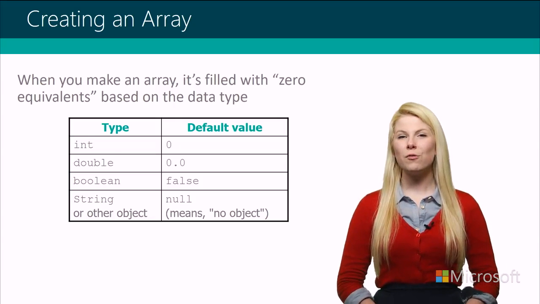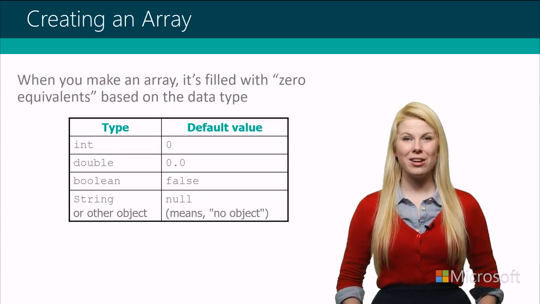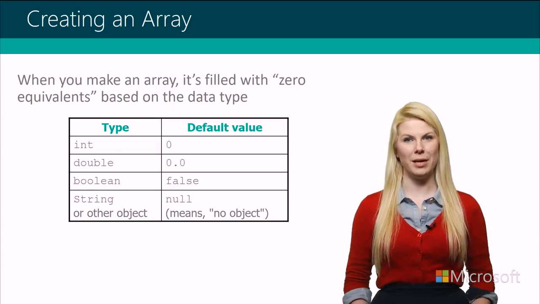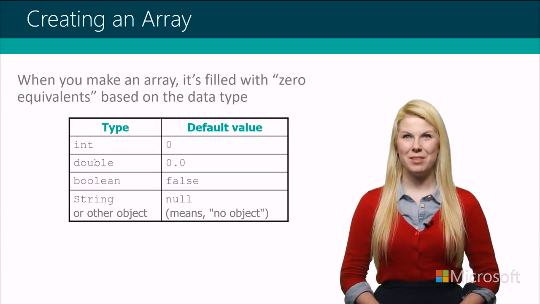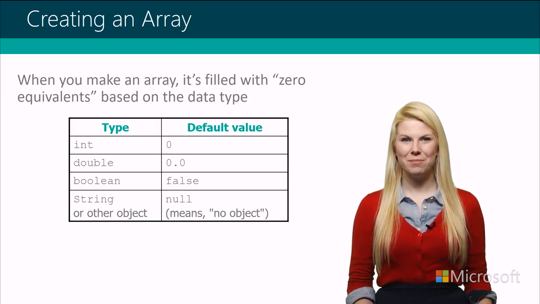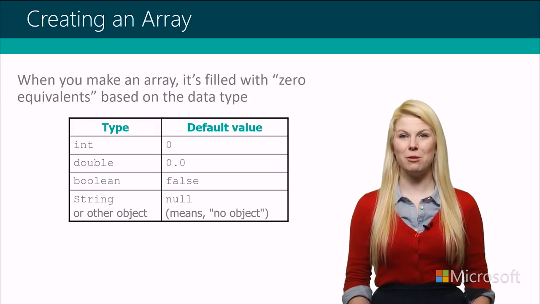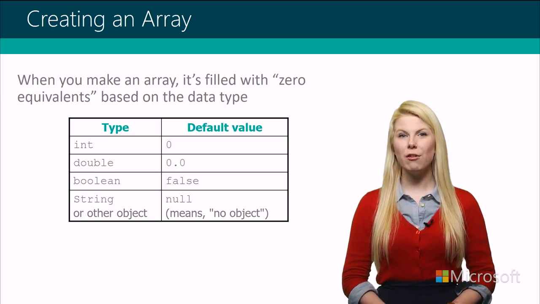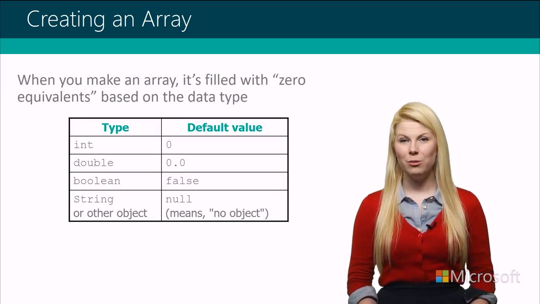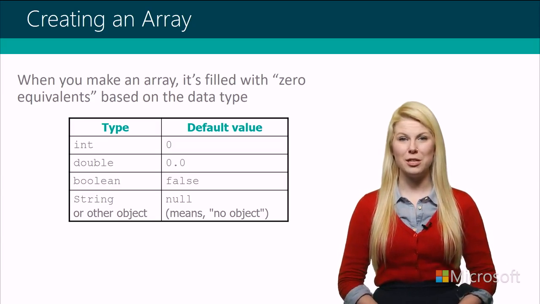When you first create an array, it doesn't have anything in it. So Java picks some 0 values. Most of them are very self-explanatory. The int 0 value is 0. The double 0 value is 0.0. But if you're storing objects in your array, your 0 value is something called null, which is a special value that just literally means no object.